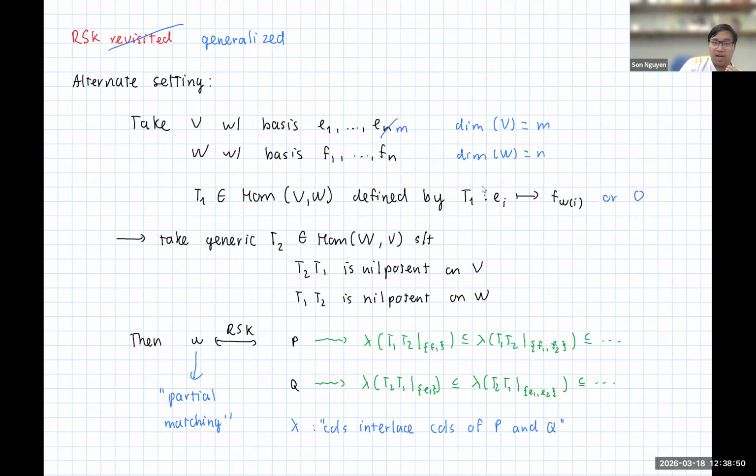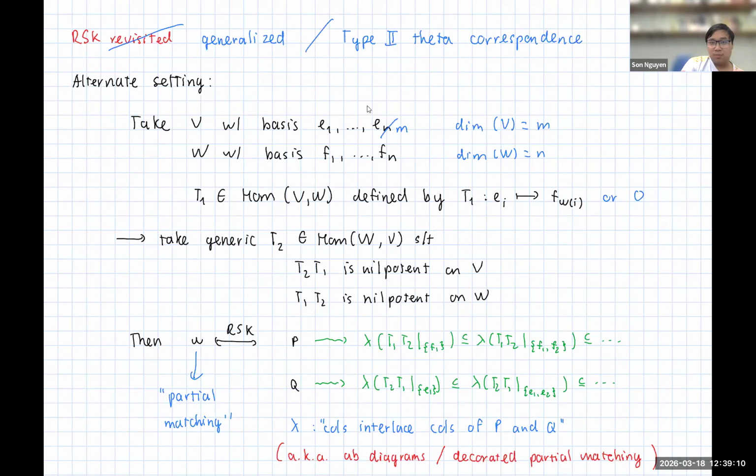So I would want an RSK to give me this information. I want a standard Young tableau to tell me what happens in F, another standard Young tableau to tell me what happened in this E, and the third one to tell me how they interact with each other.